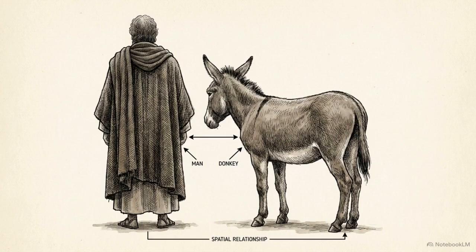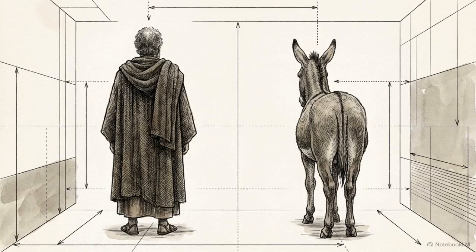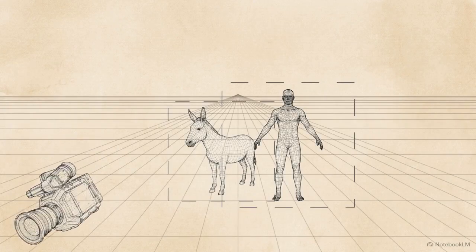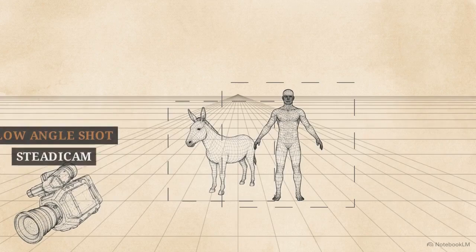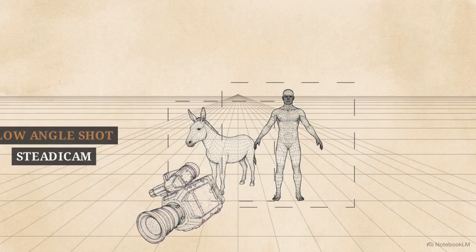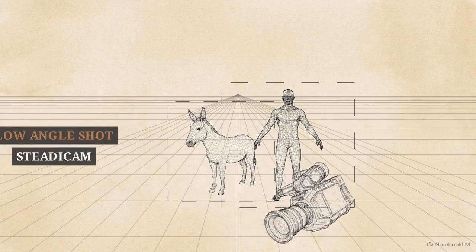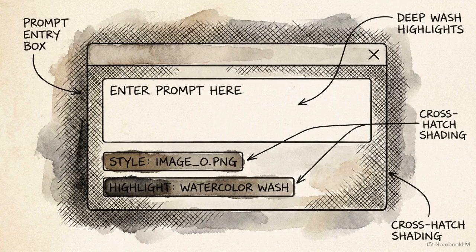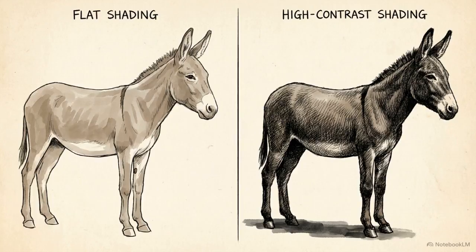With the character designed, we need to frame the action. Without explicit instructions for the camera, the AI tends to generate flat, static compositions. We add cinematic direction by including two key terms: a low-angle shot to create a sense of scale, and Steadicam to ensure a smooth, stabilized motion through the frame. To set the atmosphere, specify the lighting. Adding golden hour and deep shadows forces the engine to calculate high-contrast light play across the textures of the man and the donkey.